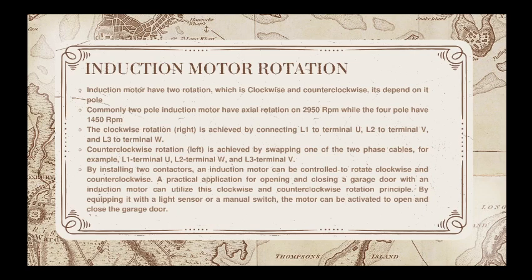A practical application for opening and closing a garage door with an induction motor can utilize this clockwise and counterclockwise rotation principle. By equipping it with a limit sensor or manual switch, the motor can be activated to open and close the garage door.